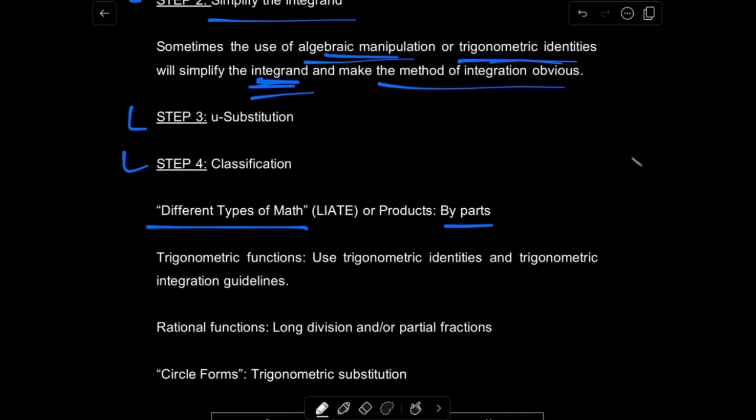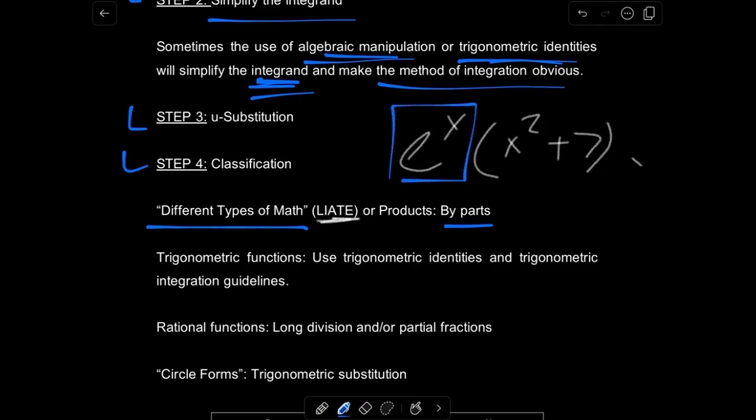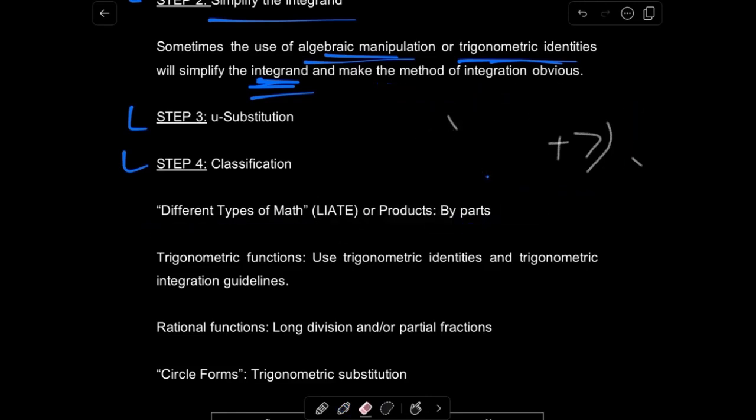Okay, so LIATE is used with different types of math, and by different types of math, most of the functions you've encountered in the syllabus thus far can be divided according to LIATE, so logarithms, inverse trig, etc. For example, let's say you have e to the x, and then you have x squared plus 7. So this is an example of an exponential function. This is an example of an algebraic function. So the A and the E in LIATE. So if we have different types of math, or we have products, then we may want to use by parts. And again, I'm using the word may. It's not a hard and fast rule. So we may want to try by parts.